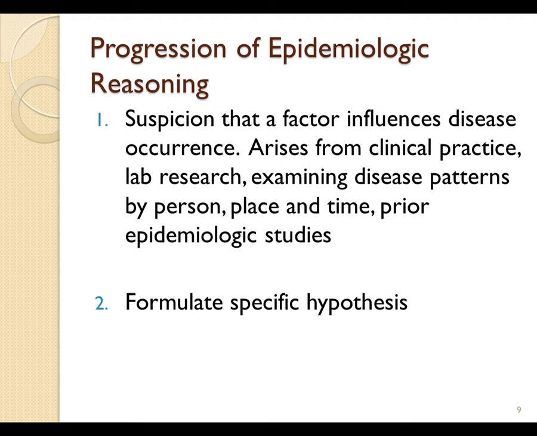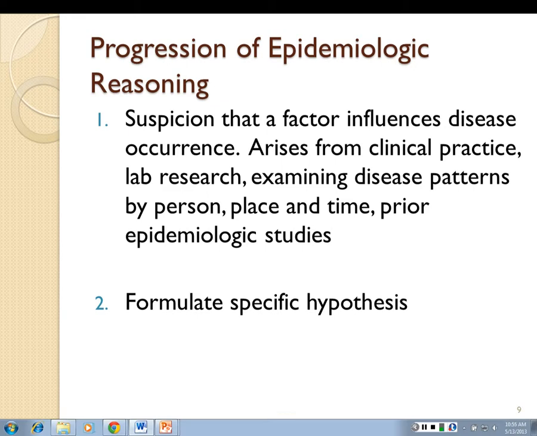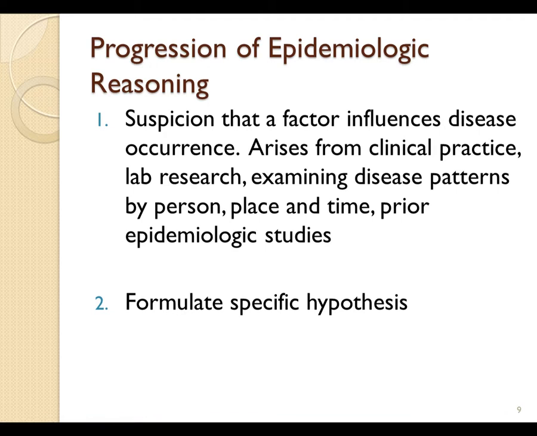Epidemiologic reasoning begins with a suspicion that a factor influences disease occurrence. This can arise from information from clinical practice, lab research, by examining disease patterns, or by examining prior epidemiologic studies. The next step in epidemiologic reasoning is to formulate a specific hypothesis.